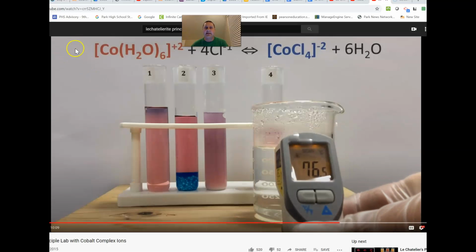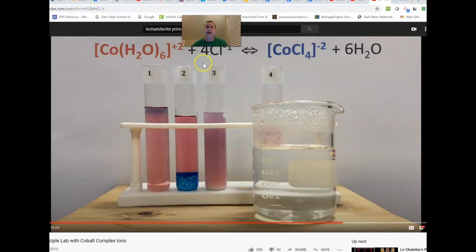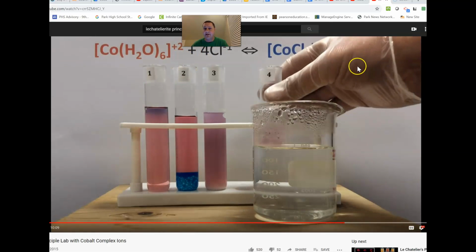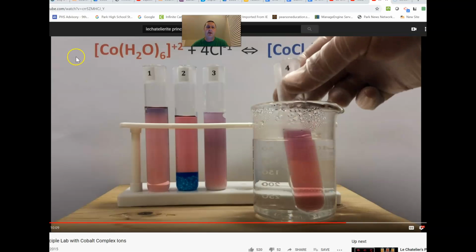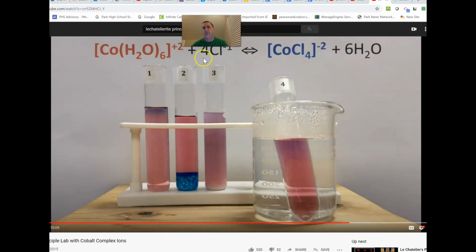So the heat is on the left. Heat is going to act like a reactant here. So if I add something on the left, it shifts to the right. So this water is fairly warm. They're adding a reactant. They're adding heat. We should see this shift to the right and make less of the pink stuff and more of the blue stuff here.